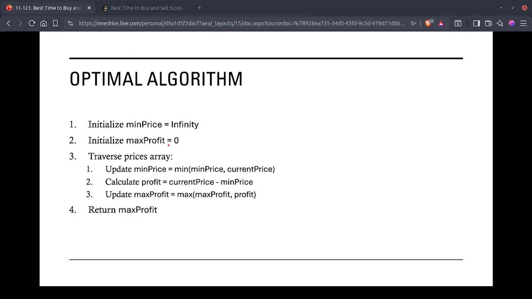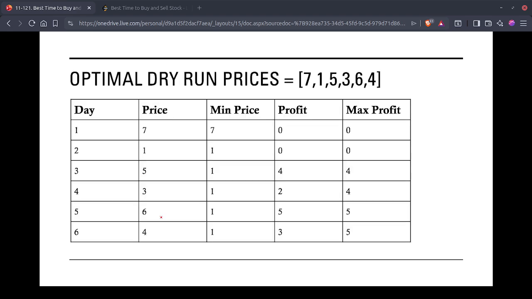Here is the clean logic. Keep the minimum price as the lowest price so far, and keep the maximum profit also. So go through each day, update the minimum price, calculate the profit if sold today, and update the maximum profit. Return the maximum profit in the end. So one loop, no nested loop here. Now let's watch this carefully, this dry run table.